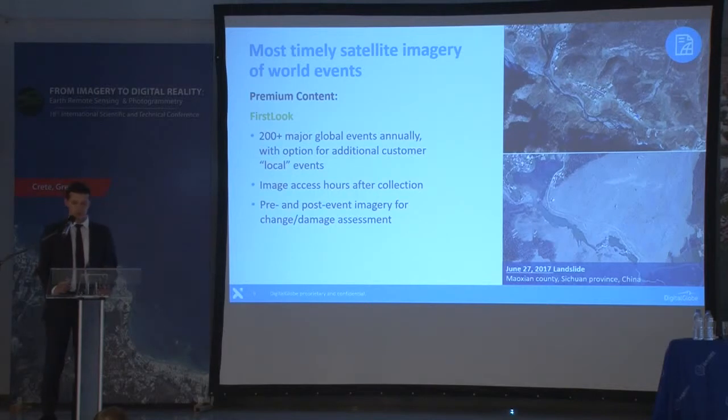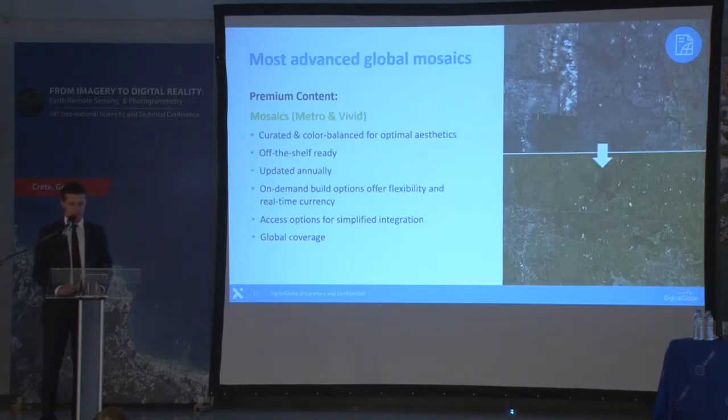As soon as something goes down, we try to target that area and survey that area of interest as quickly as possible. We also look at the images available for the area prior to the event to be able to put them side by side and make comparison. Like I said, we have two mosaic layers. One of them is called Metro, the other one Vivid.